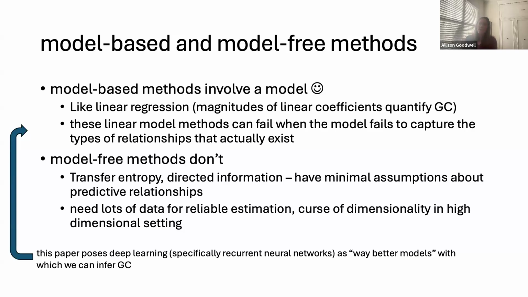So this particular paper poses deep learning and specifically neural networks as basically just way better models with which to infer Granger causality. So it's a model-based method, and we're just changing the type of model and basically how we can use the weights of these models to make inferences about causality.